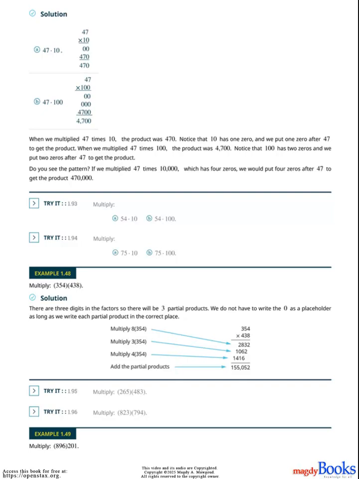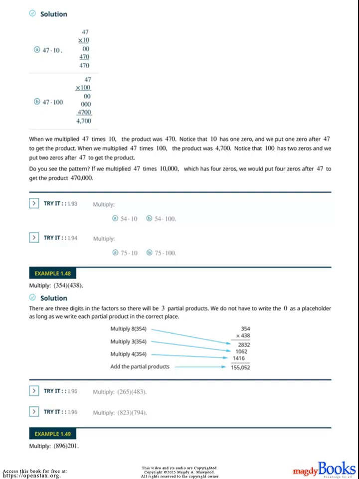Try it 1.93. Multiply A. 54·10 B. 54·100. Try it 1.94. Multiply A. 75·10 B. 75·100.